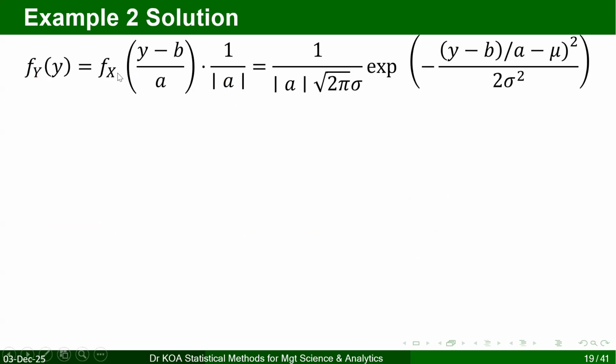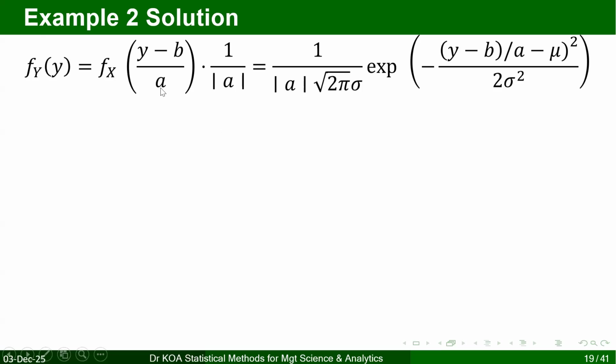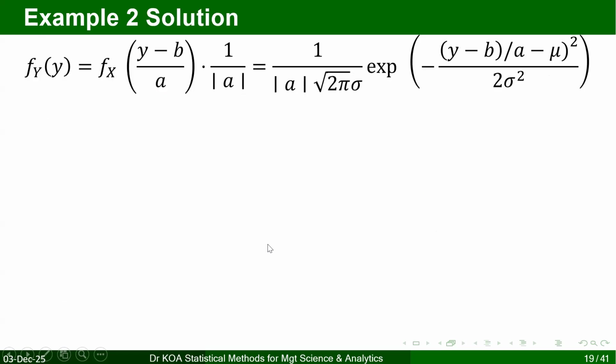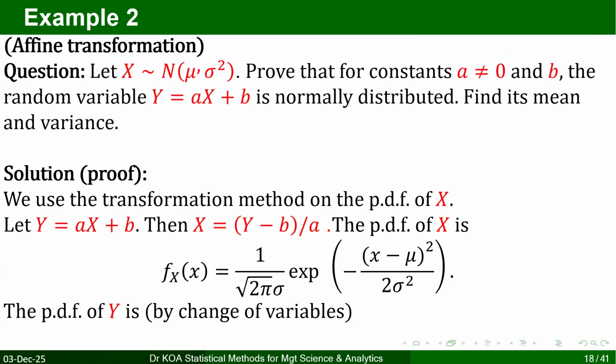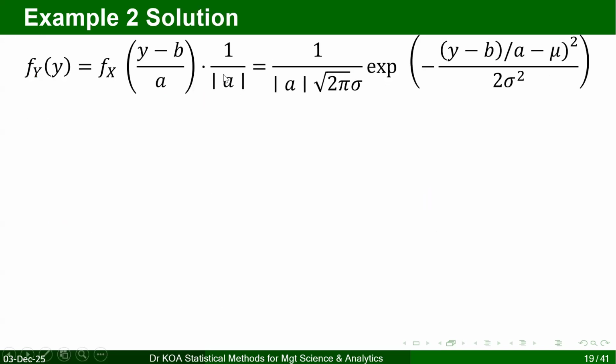So watch this. F of X is going to be Y minus B. Now, why Y minus B? Because here, we already know that this X is Y minus B all over A. Okay, so that's what you have here. So that's an X, Y minus B all over A. And then you have 1 over the absolute value of A. Now, why do we have 1 over the absolute value of A?